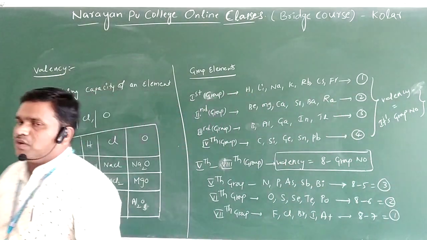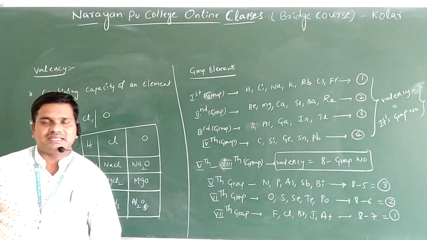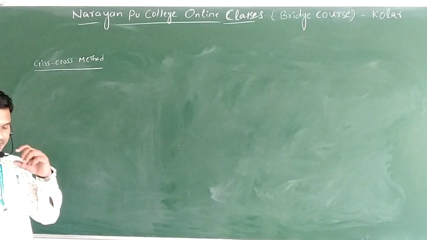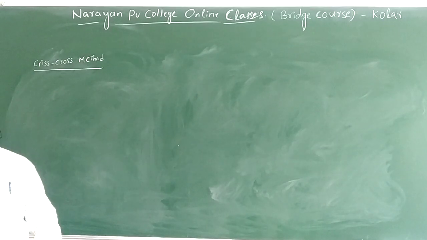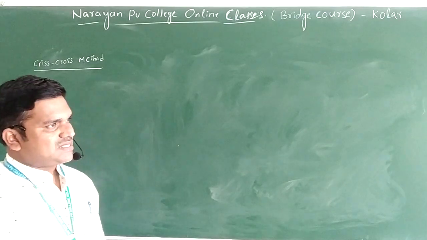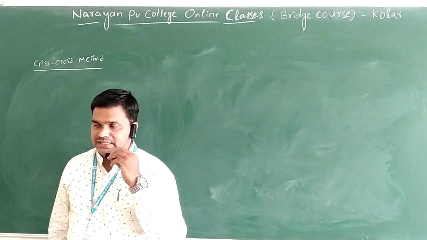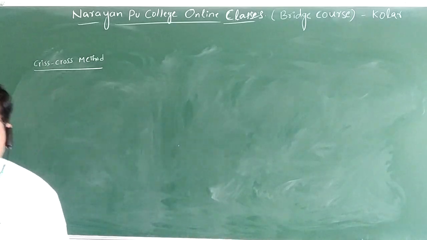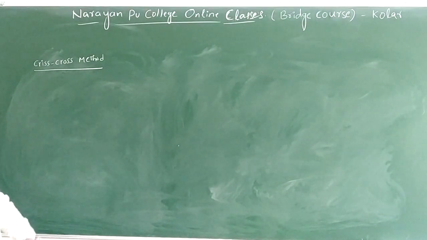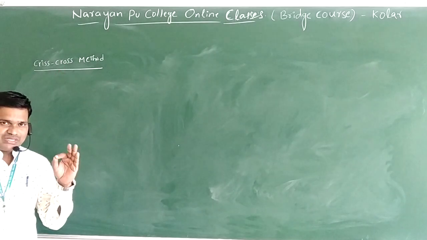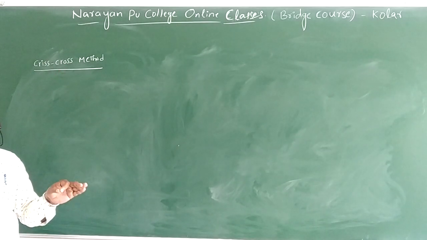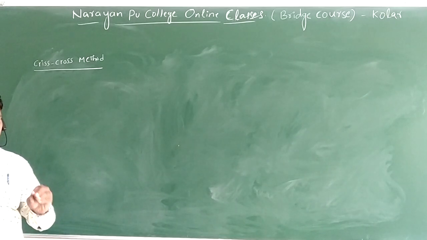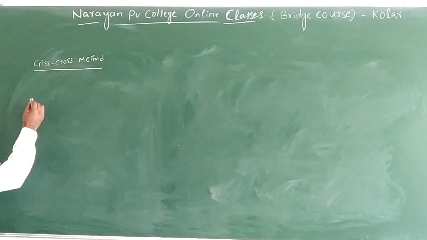Chemical formula by using the Criss-Cross method. So the next concept is the Criss-Cross method. What is the use of this Criss-Cross method? We have to write the chemical formula by using the valencies of the elements. The Criss-Cross method is used to write the chemical formula of a compound by using the valencies of the given elements only. Let us see one example.